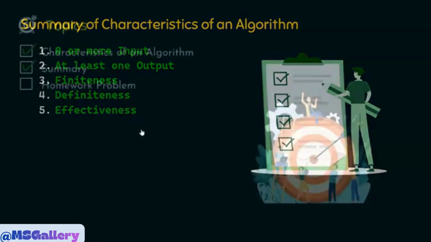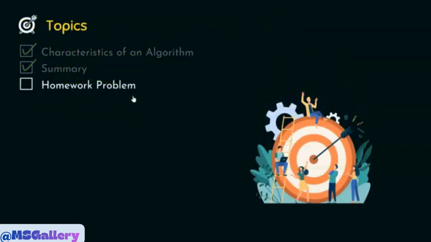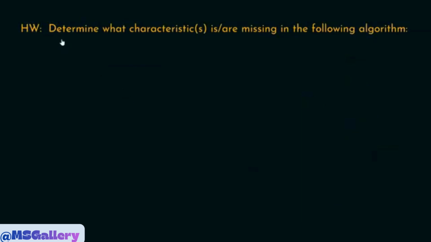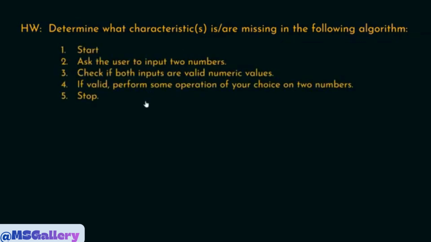Now, let's move to the homework problem of this lecture. Here is the homework problem. Determine what characteristic or characteristics are missing in the following algorithm. Here is the algorithm. You need to determine what characteristic or characteristics are missing in this algorithm. It might be possible that in this algorithm more than one characteristics are missing. You need to identify this on your own. Try solving this question and post your answers in the comment section.